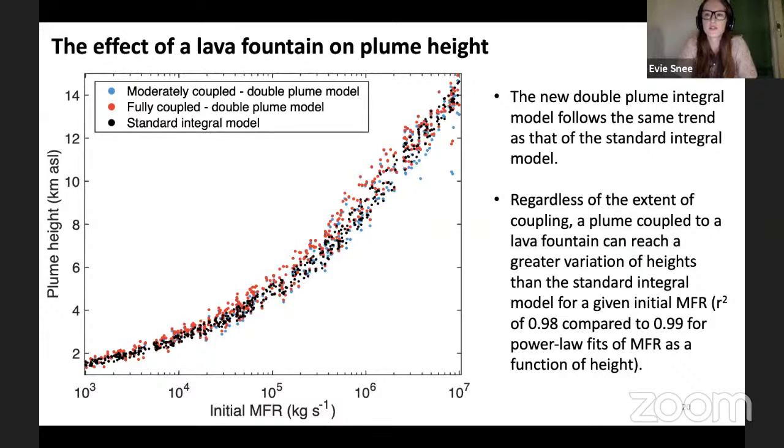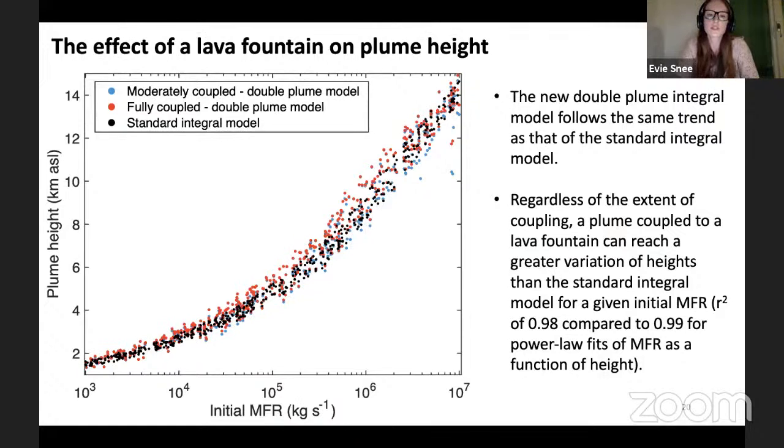And the first thing to note is that the tephra plumes that do contain a lava fountain do follow a similar trend and relationship between the initial mass flow rate and the plume height as those that do not contain a lava fountain. However, we can see that for a tephra plume that has a lava fountain, the variation in heights for a given initial mass flow rate is greater.